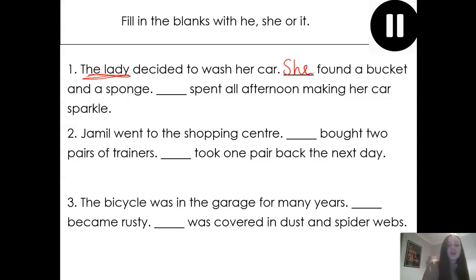Good. And then I'll look to my next one and I decide, is it he, she or it? Which word would fit best here? Blank spent all afternoon making her car sparkle. I don't think the pronoun here is going to change. It's definitely not he, and it wouldn't make sense to say it. So the pronoun must also be she. She spent all afternoon making her car sparkle. That's correct. So I want you to write out the sentences just like I have here, and then I want you to add in the correct pronouns. Pause the video and complete that task now, please.